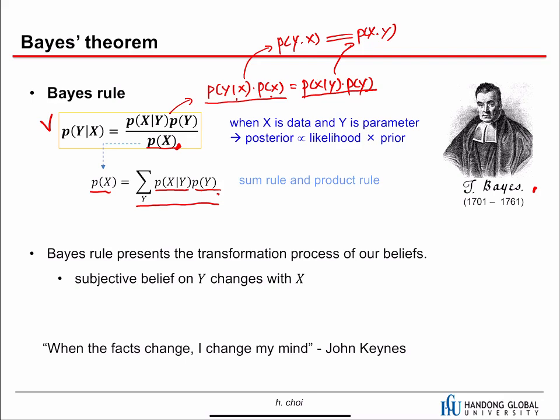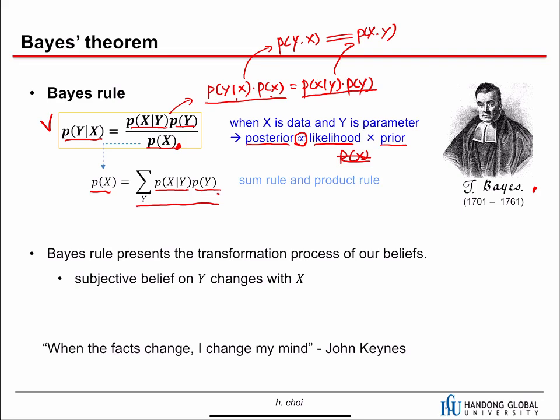So when x is data and y is parameter, then Bayes rule can be interpreted in this way: posterior, likelihood, and prior. Because we don't have P of x, as I said, P of x is really complicated, so most of the time it's not possible to get P of x. So without P of x, we have a proportional symbol here instead of equality. So this one is posterior, this one is a likelihood, and this one is a prior.